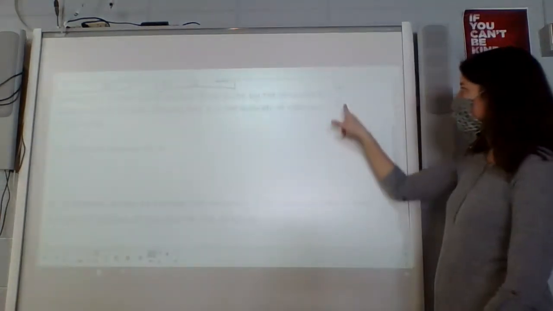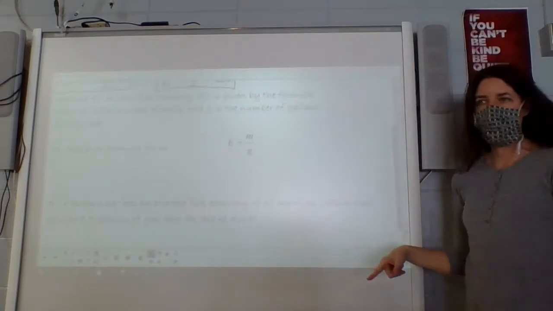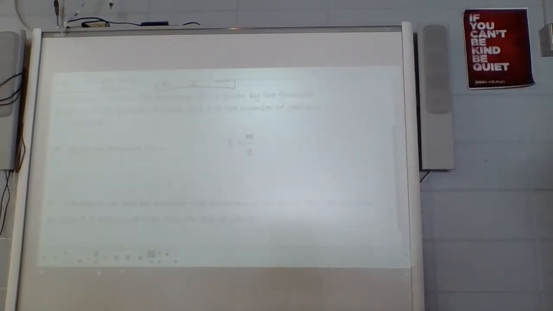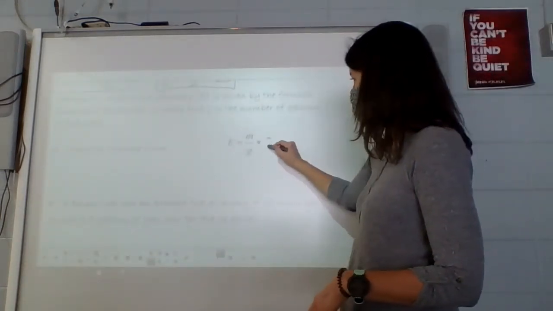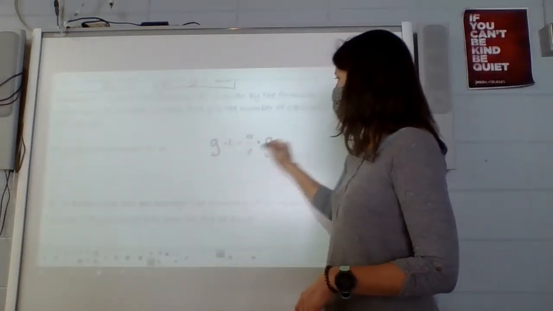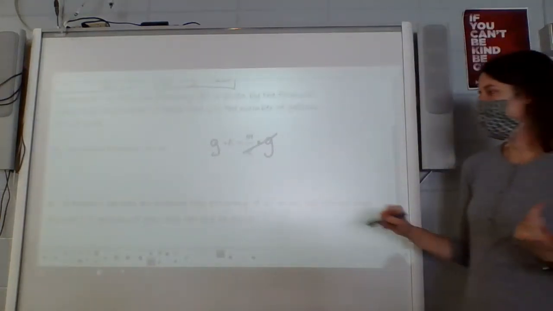We want to solve this for M. That's our first question here. They want us to solve it for M. So how do I get M alone? Multiply by G. So multiply by G. So G times E equals M.